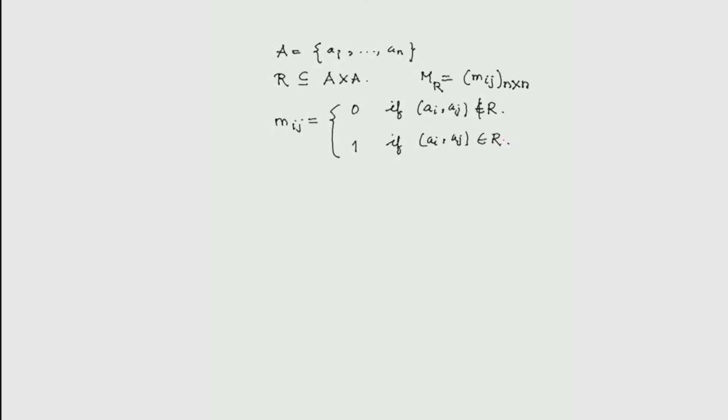We will now look at some examples related to this idea of a matrix of a relation. So, first of all we check a well known example, that is the relation less than or equal to on the set 0, 1, 2, 3, 4.